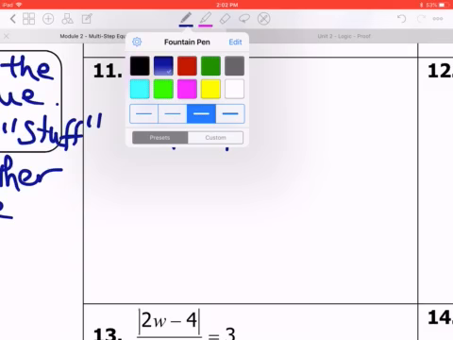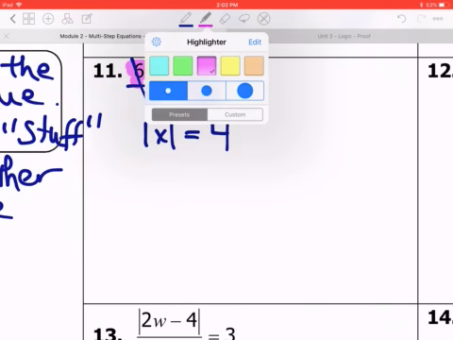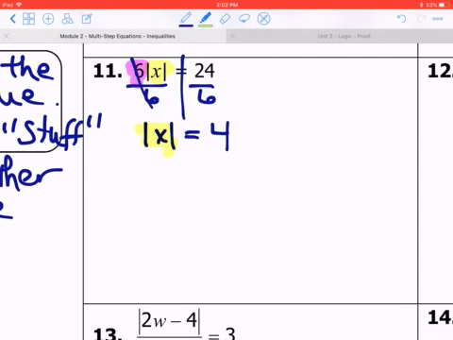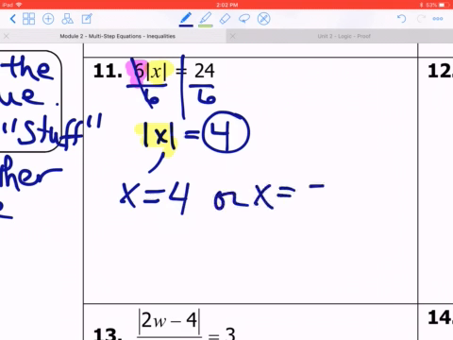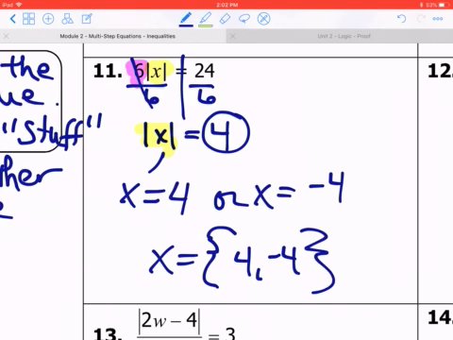Now the absolute value is isolated, so I'm going to pull out what's inside. So now x is equal to the positive 4, or x is equal to negative 4. So then we would write our answer with the brackets, 4, negative 4. Okay?